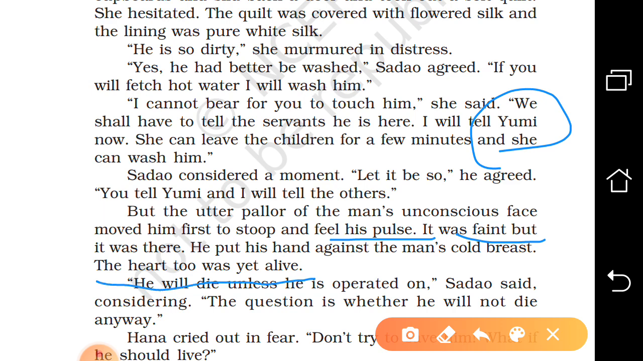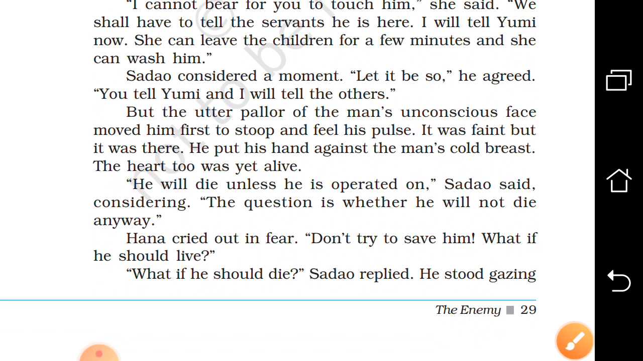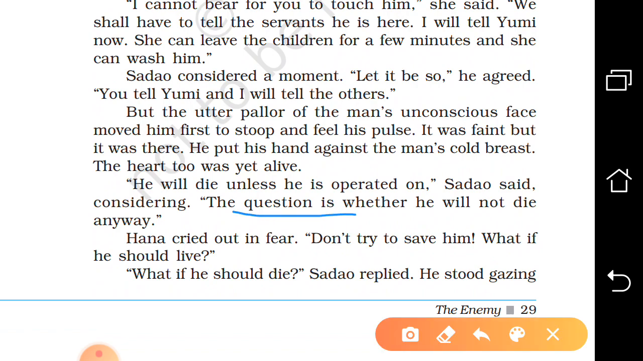He will die unless he is operated on. Finally, the doctor decided to operate on him, otherwise he would die. Okay, the question is whether he will not die anyway. That is a double meaning here. Anyway, even after curing him or treating him, finally he has to be sent to the police, so death is certain for him. But as a trained doctor, his prime duty is to treat the patient.